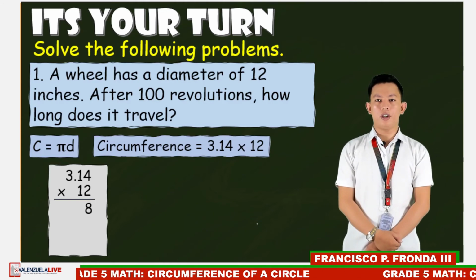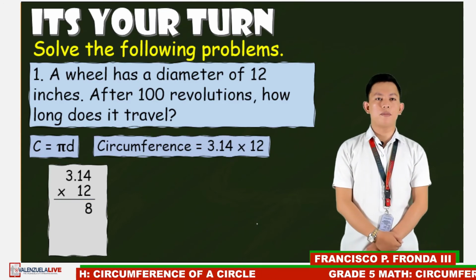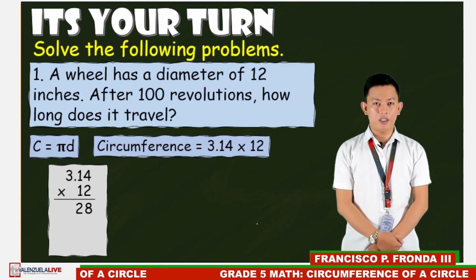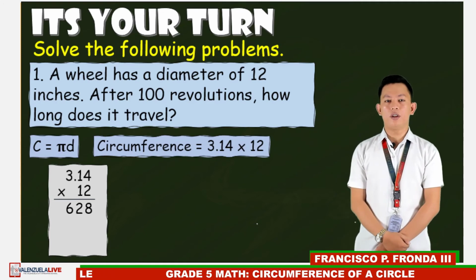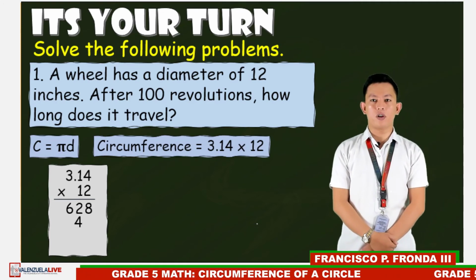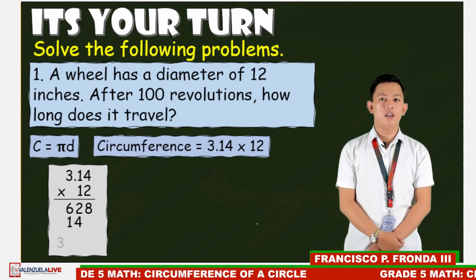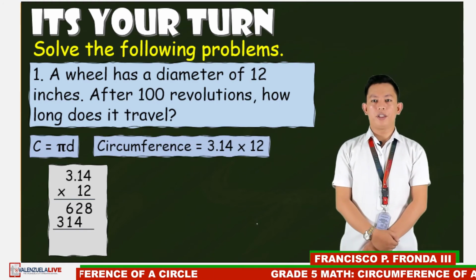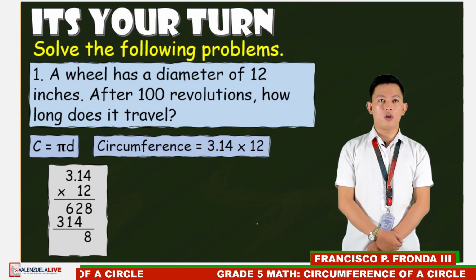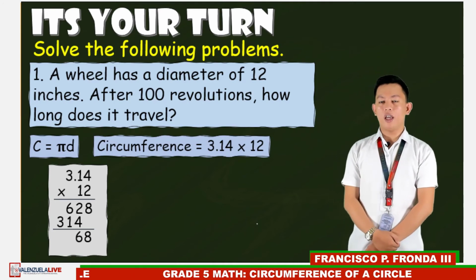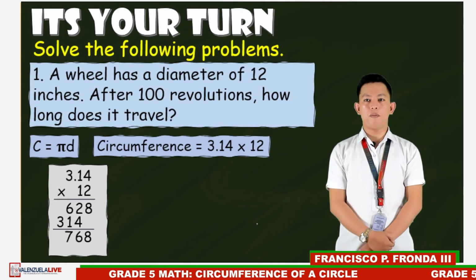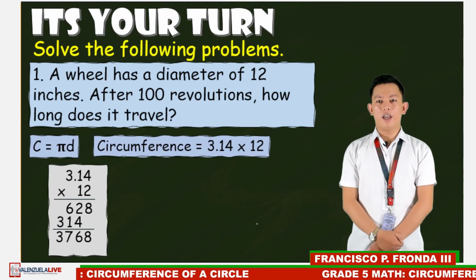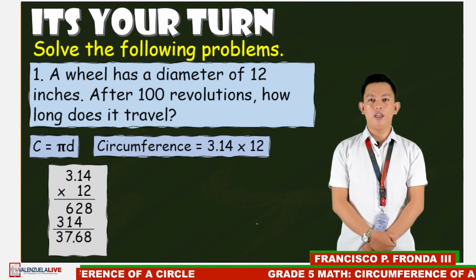2 times 4, the answer is 8. 2 times 1, the answer is 2. And then 2 times 3, the answer is 6. And then 1 times 4, the answer is 4. 1 times 1, the answer is 1. Then 1 times 3, the answer is 3. Then add. Bring down 8. 2 plus 4, the answer is 6. Then 6 plus 1, the answer is 7. And bring down 3. Then write the decimal point. Okay?